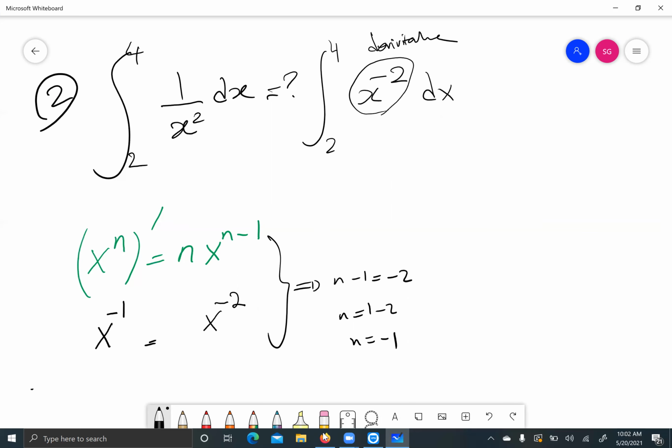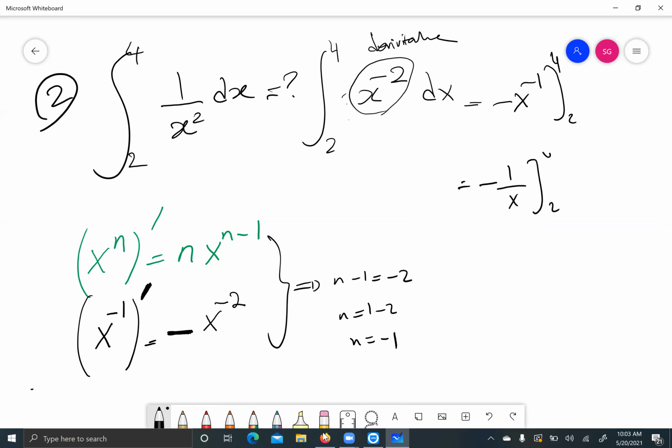But here is the thing. If you take the derivative of x to the negative 1, the derivative is going to be negative x to the negative 2. But I don't have a negative here. You see, there is no negative here. So that means I need to multiply this by the opposite sign. So it's going to be negative x to the negative 1 from 2 to 4. Let me rewrite it: negative 1 over x from 2 to 4.